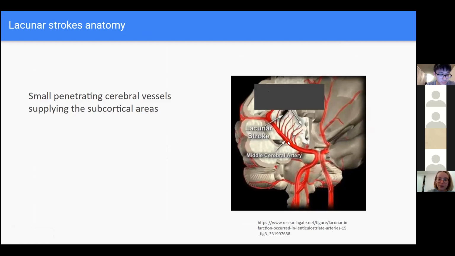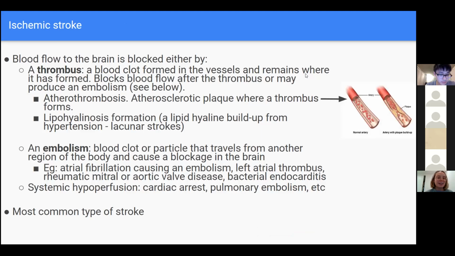So here we have the middle cerebral artery, or the MCA as we call it. And here are those little small penetrating cerebral vessels that will supply mostly the subcortical areas. So here is really the vessels that are going to create the lacunar strokes that we're going to talk about later. Okay, so first topic is ischemic stroke.